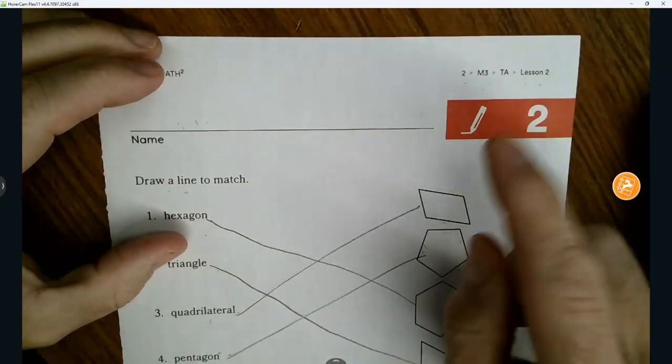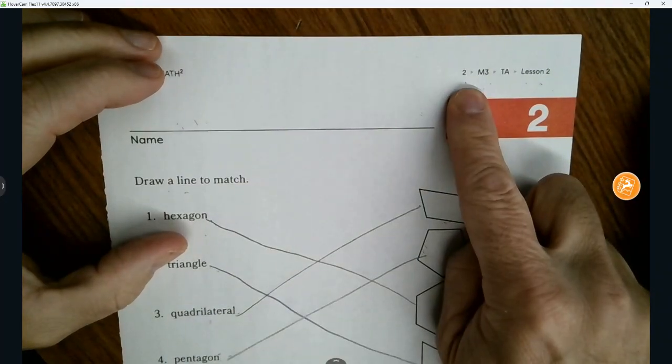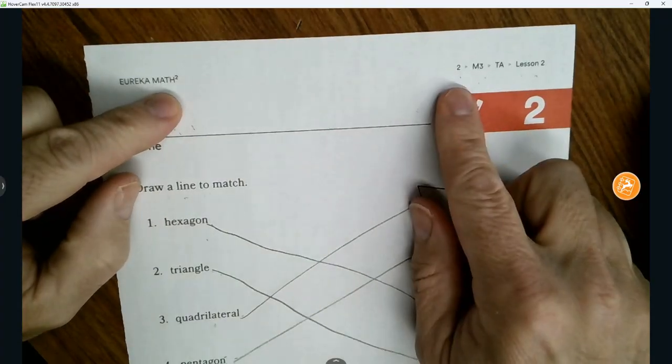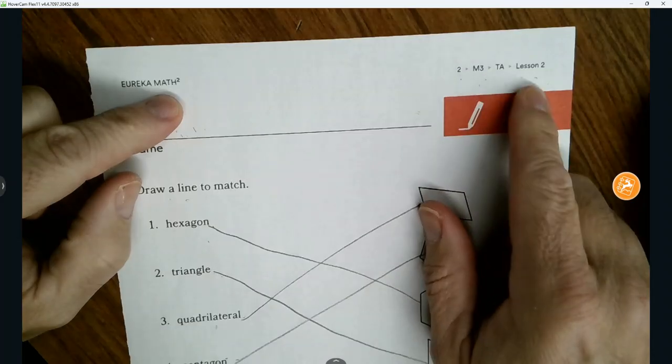All right. Again, this is Eureka Math Squared, Module 2. I'm sorry. I am just off. Let's start this again. Eureka Math Squared, second grade, Module 3, Lesson 2.